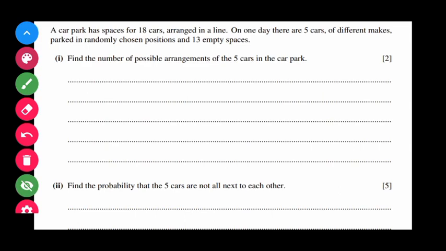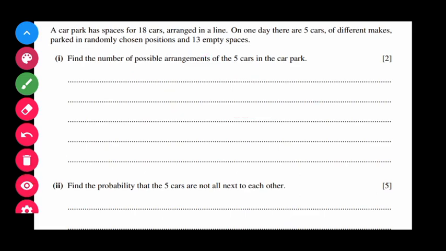Number of possible arrangements. It is arrangement, so it is permutation. So there are 18 spaces in that 5 cars to be arranged in 18P5 ways, which is 1028160 ways can be arranged. As first question, it is simple. Let's go for the second question.